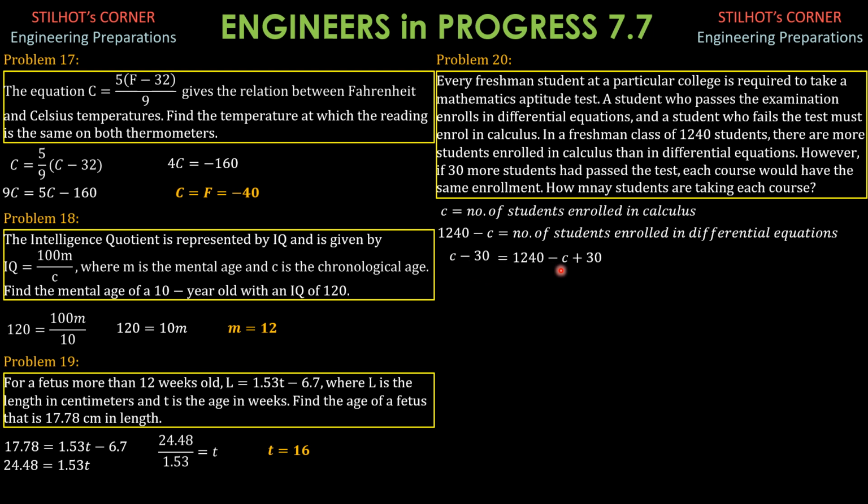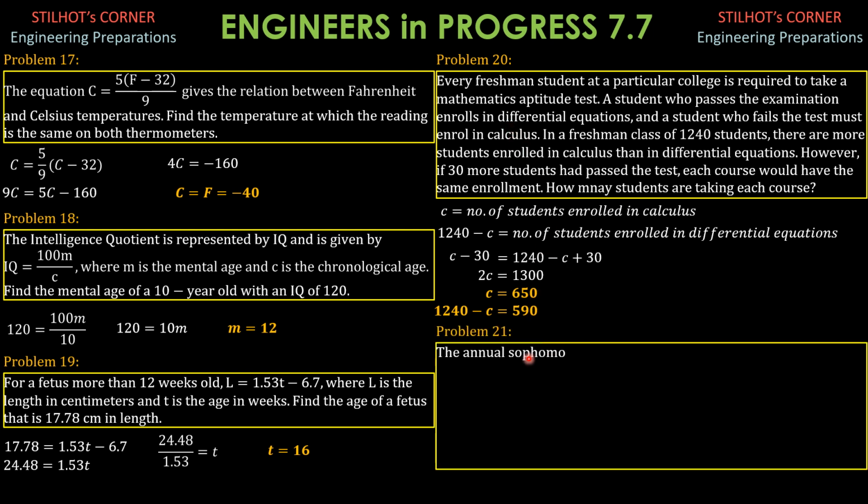So C plus C is 2C. 1,240 plus 30 plus 30 is 1,300. So 2C equals 1,300. Therefore, the number of students enrolled in calculus is equal to 650. And the number of students enrolled in differential equations is 1,240 minus 650, and that is 590. So that's it.